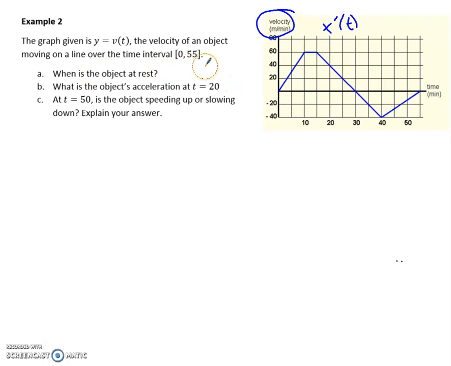It's from 0 to 55. The question is, when is the object at rest? Well, the object would be at rest when its derivative or its velocity is 0 because it would have no speed. So when is it at rest? Obviously at the beginning, but then it's at rest at time equals 30, and time equals 55. So technically, I have at rest at t equals 0, 30, and 55.